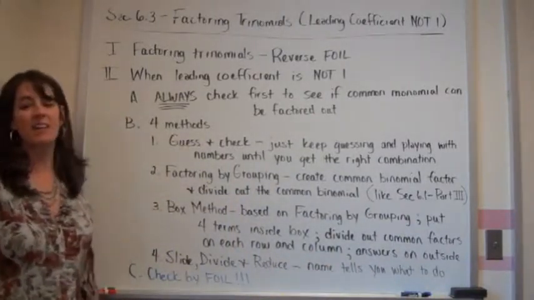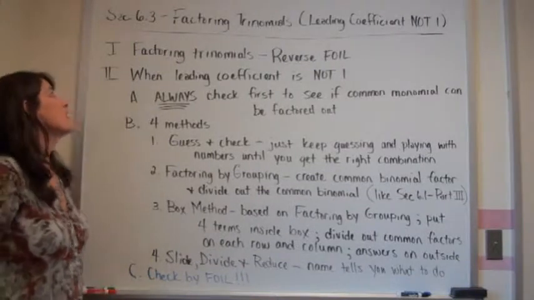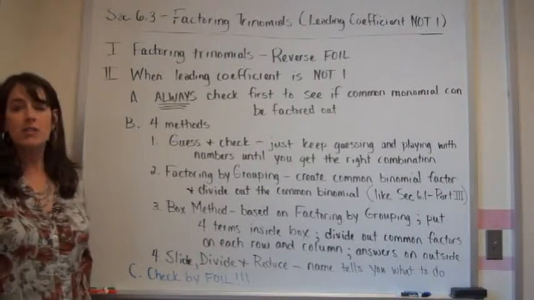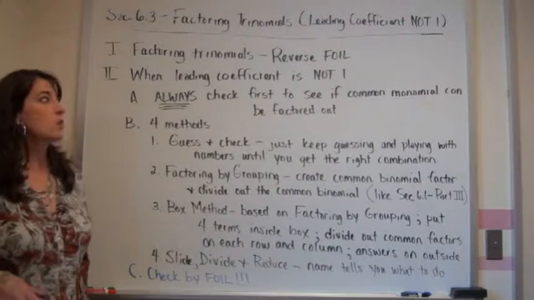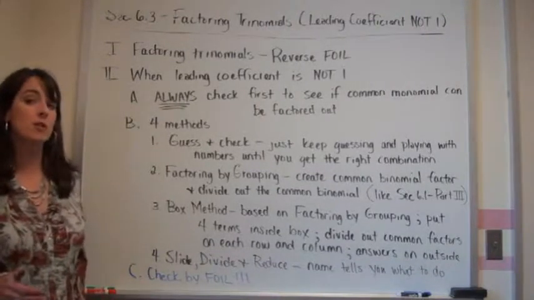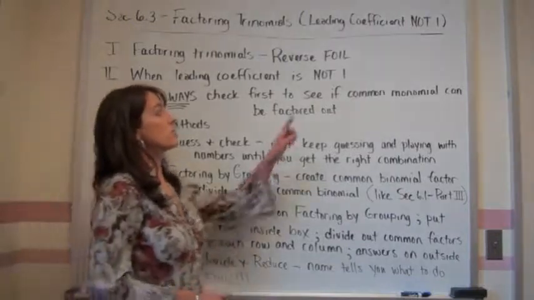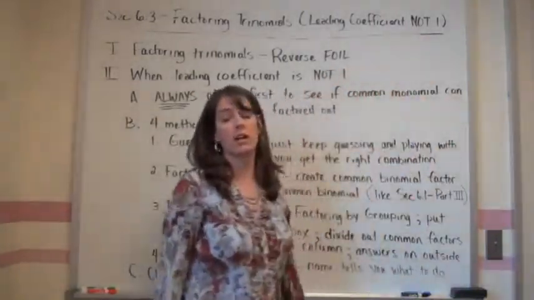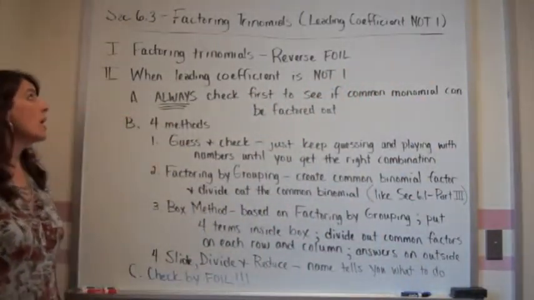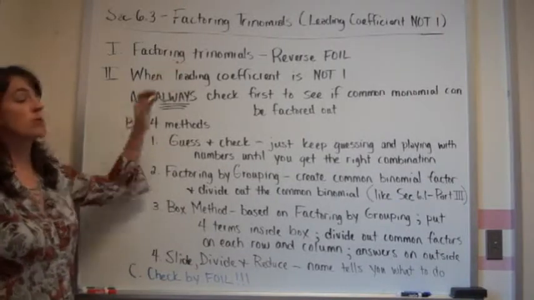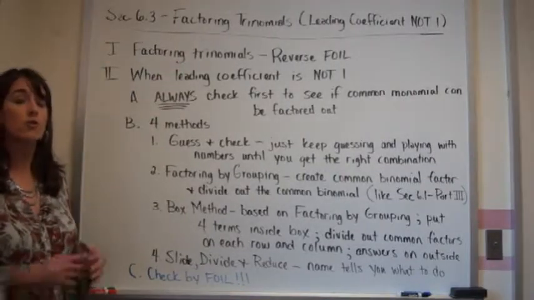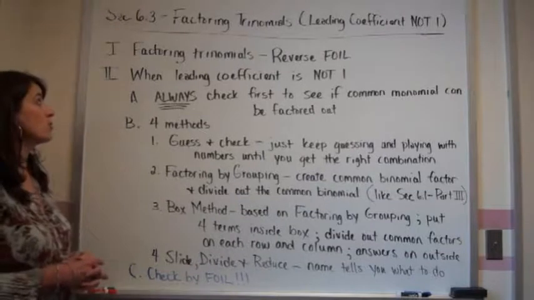Let's take a look now at factoring trinomials again. So we're looking at section 6.3. We've already done 6.2 where we're looking at factoring trinomials where the leading coefficient is a 1. But now in section 6.3, we're going to look at factoring trinomials when the leading coefficient is not a 1 and how that changes things. Remember, factoring trinomials reverses FOIL. So you've got to keep that in mind as you're going through this.